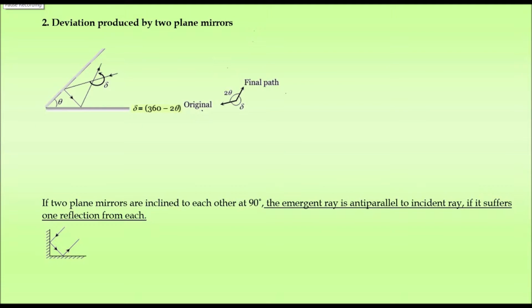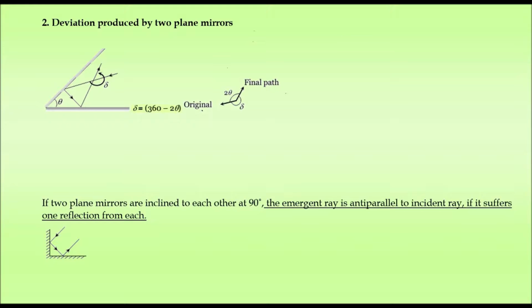Now we learn the deviation produced by two plane mirrors. If two plane mirrors are inclined at an angle theta, then the incident light ray and the emergent light ray after two reflections make an angle 2 theta with each other, and in this case the deviation produced by two plane mirrors will be equal to 360 minus 2 theta. So all things are shown here.